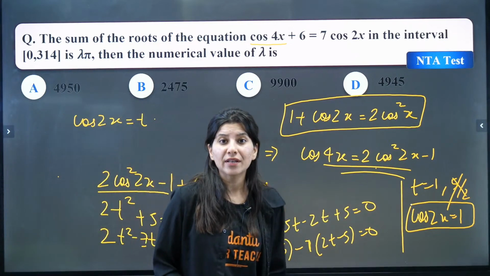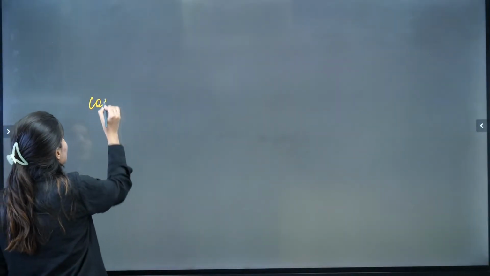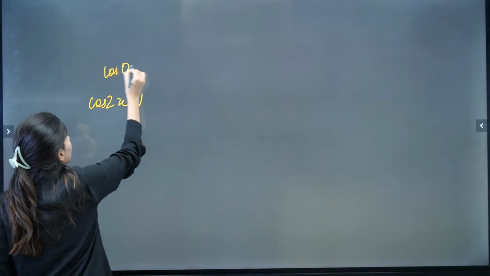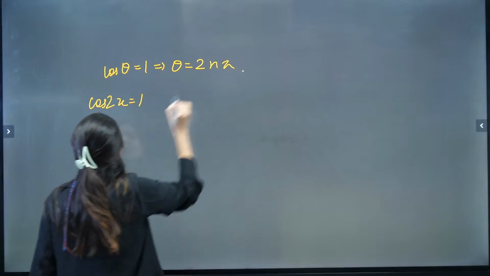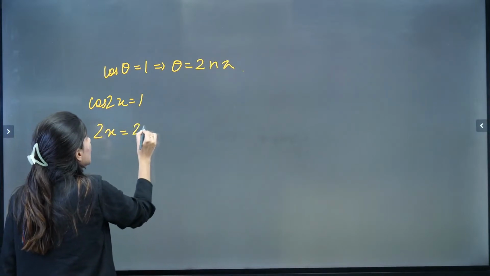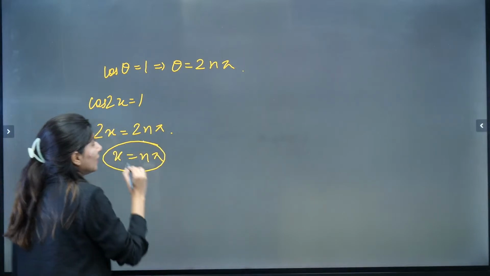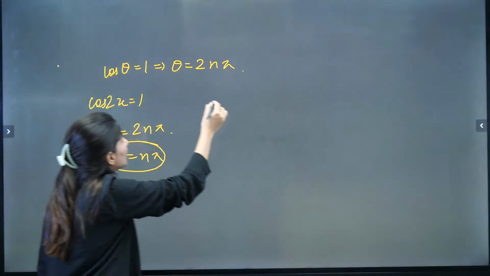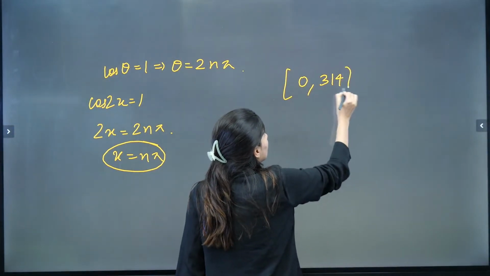Cos 2x is 1. You know when cos theta becomes 1, who is going to tell me? So cos theta equal to 1 will give me theta is equal to 2n pi. So over here 2x is equal to 2n pi. That means x will be n pi. And we have the range of theta, this is the interval 0 to 314.